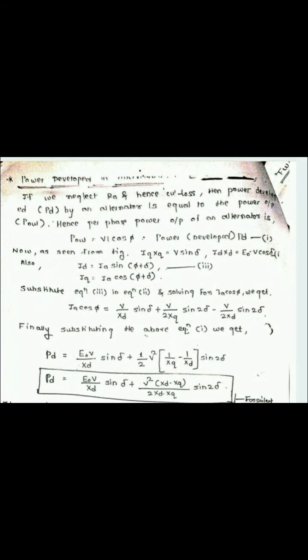So also we know the value of direct axis current, that is Id is equal to Ia sin phi plus delta. This is given from the figure, and the quadrature axis current, that is Iq is equal to Ia cos phi plus delta. So this is equation number 3.